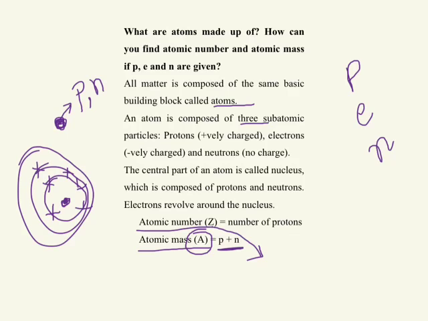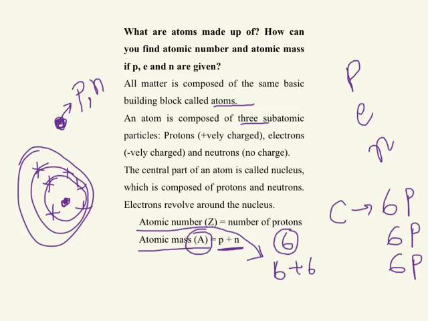For example, let's say carbon has 6 protons, 6 electrons, and 6 neutrons. Then what is the atomic number of carbon? So if atomic number is the number of protons, that means atomic number of carbon will be 6. Atomic mass, what will be the atomic mass of carbon? So protons plus neutrons, 6 plus 6, which will be 12.